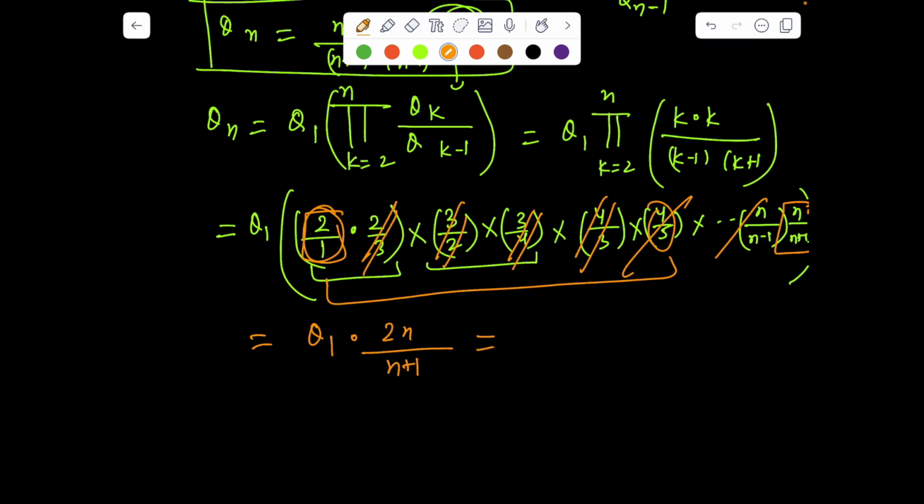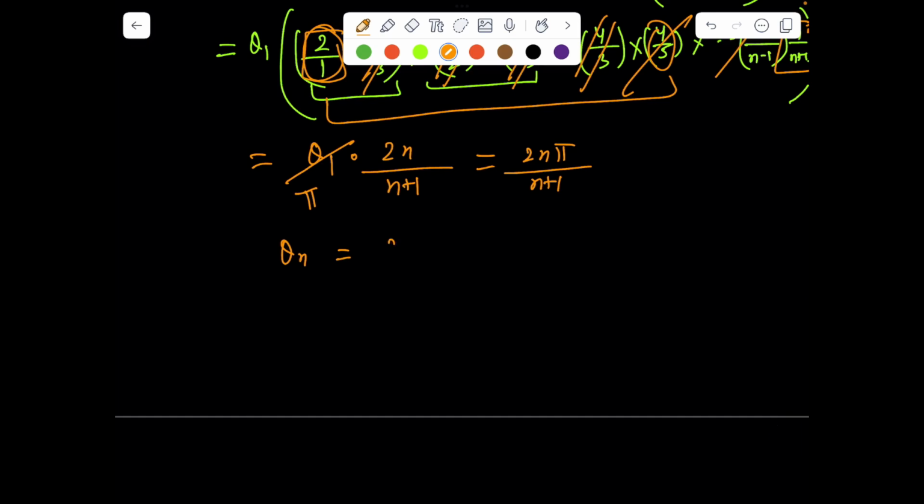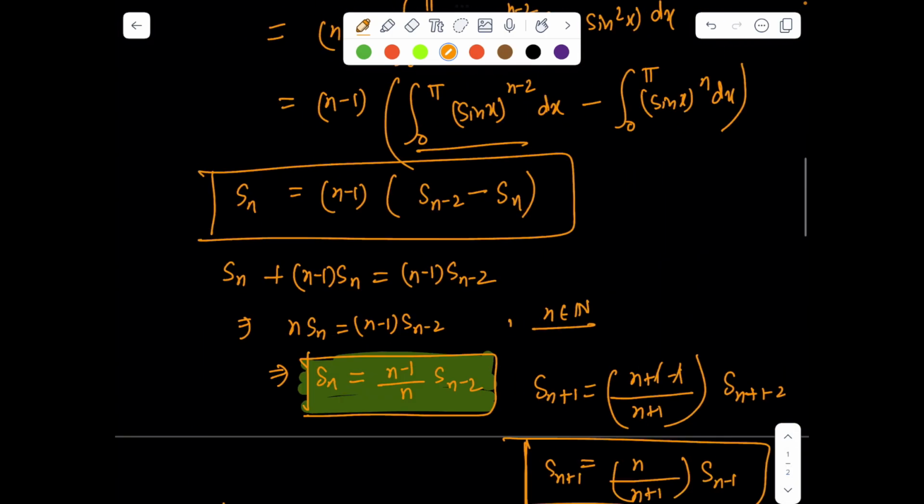And now we know the Q1 value is already pi, so plugging Q1 as pi, we get 2n pi divided by n+1. And that's really cool because Qn we got as 2n pi/(n+1). So according to the question, we want the limit as n tends to infinity of Qn, and that simply gives n times 2 pi by n times (1 + 1/n), where n gets cancelled. As n tends to infinity, 1/n tends to 0, so we have 2 pi by 1, hence the answer for this beautiful problem is 2 pi.